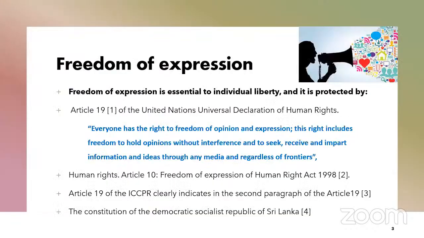Human beings can express and share information on what they think. Others also have the freedom to agree or disagree or express their opinions in a peaceful way. Therefore, freedom of expression is essential to individuals' liberty. It is protected by Article 19 of the United Nations Universal Declaration of Human Rights. Also, Article 10, Freedom of Expression of the Human Rights Act 1998, Article 19 of the ICCPR and the Constitution of Sri Lanka. Therefore, as Sri Lankans, we are privileged with the freedom of expression.